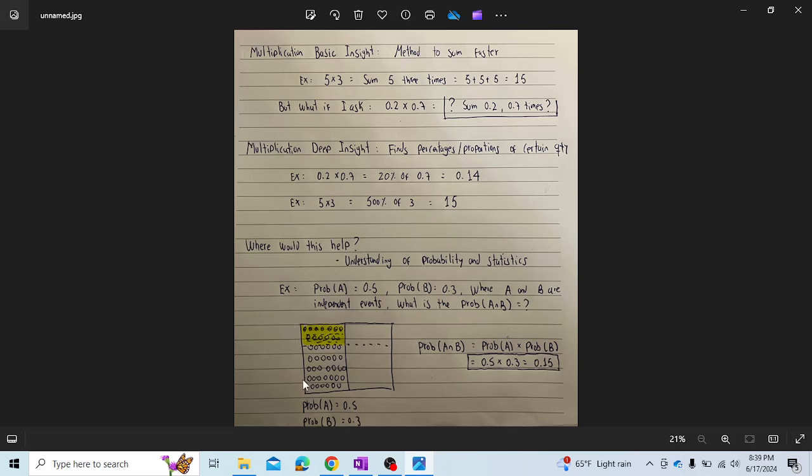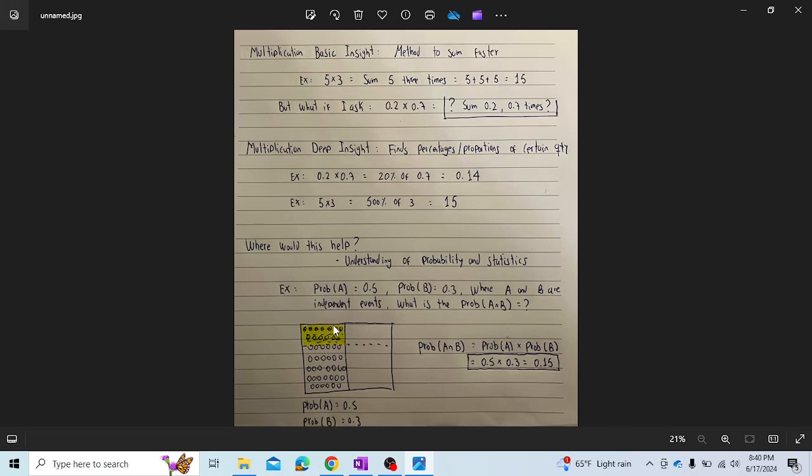So imagine this big square is your sample space. You know that probability of A to happen is 50%. And you know that your probability of B to happen is 30%. So you cut this by 30%. And the intersection is the probability of A and B to happen.